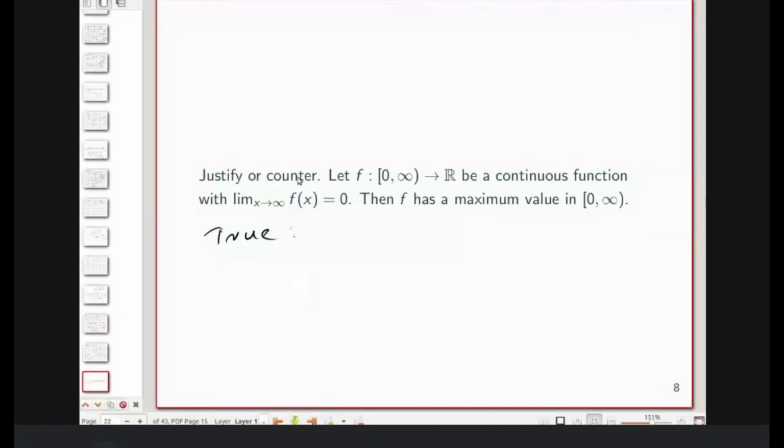Abhinand is saying consider the closed interval 0 to n. In the closed interval 0 to n, you are saying the maximum exists. Yeah, that is true because we have a closed and bounded interval, a compact set, so you know that the boundary values are assumed. Okay, Abhinand.